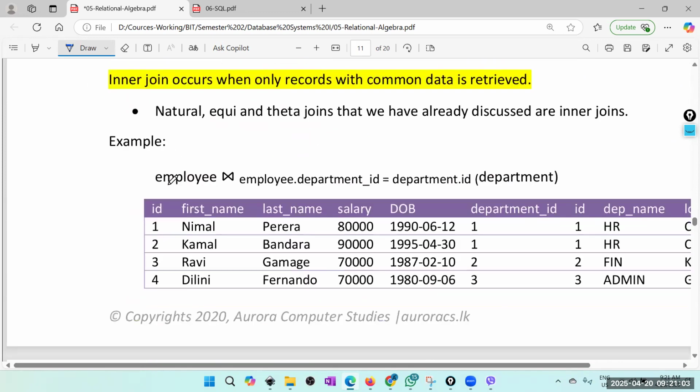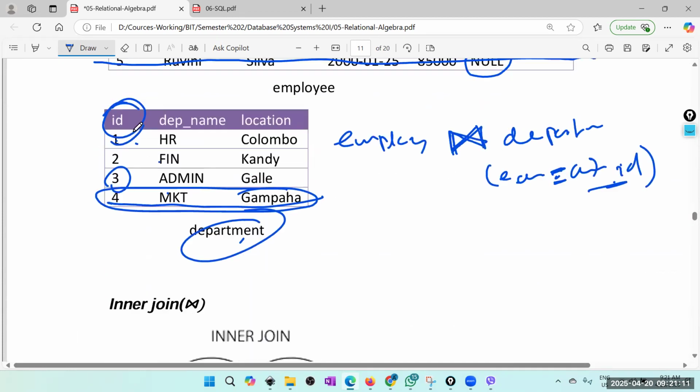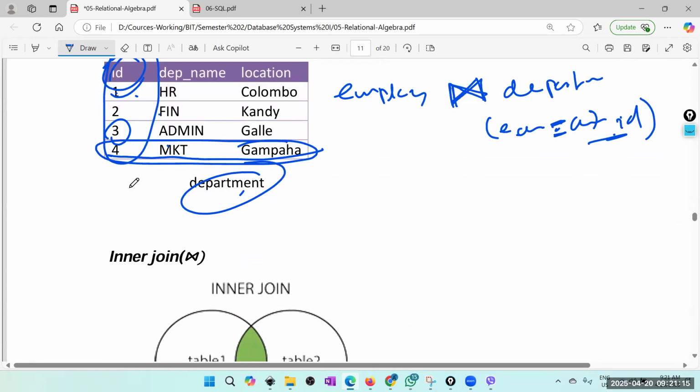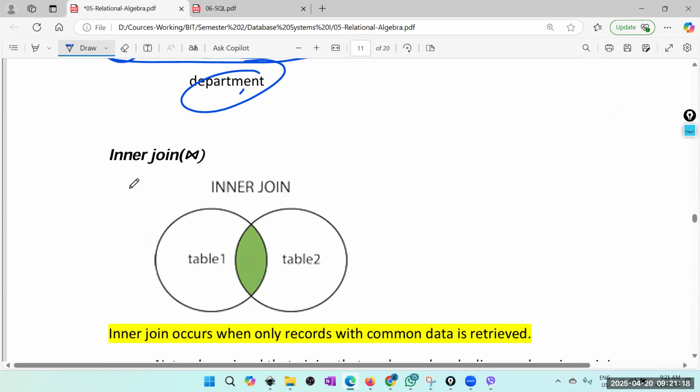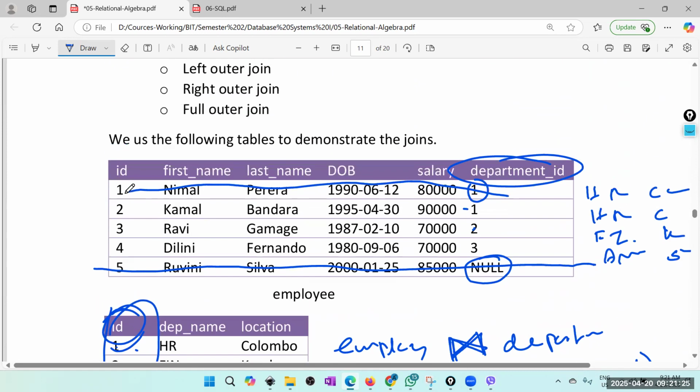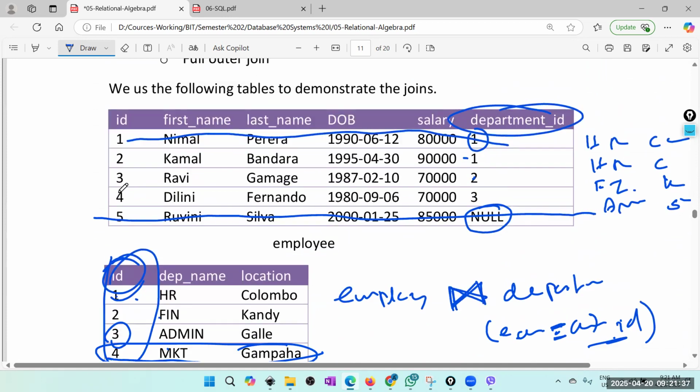Employee inner join department, employee.department ID equal department.id, because here we call it ID or whatever the field names are. Is it clear? So this is not really intersection. Not really intersection. It's inner join. It's between 2 tables. So intersection is between 2 similar things. This is between 2 different things which are related. Okay.